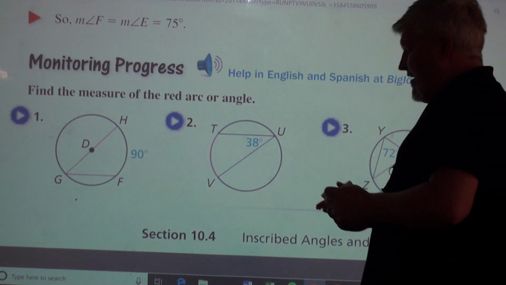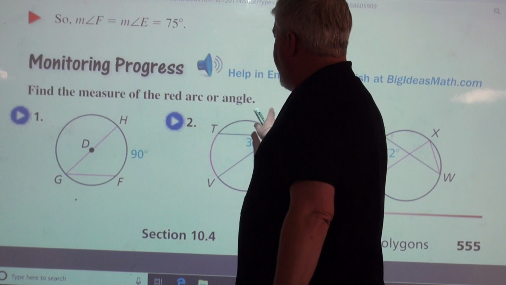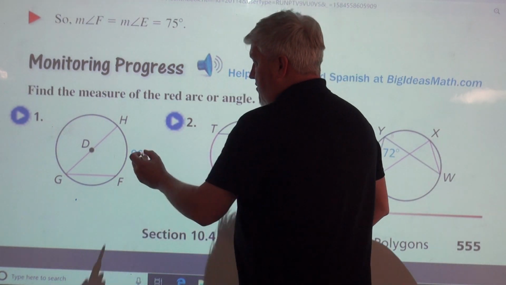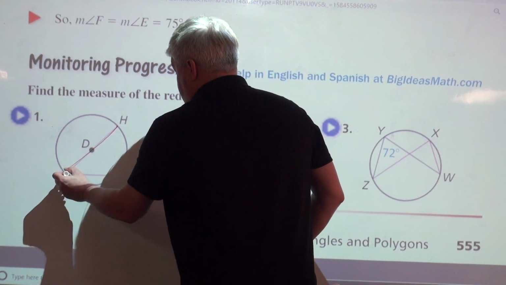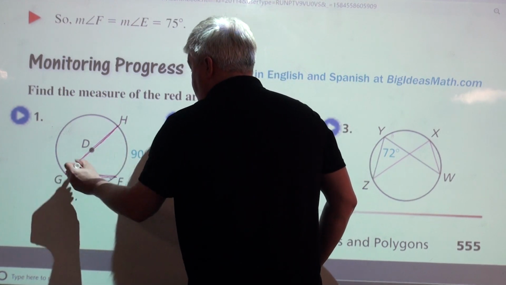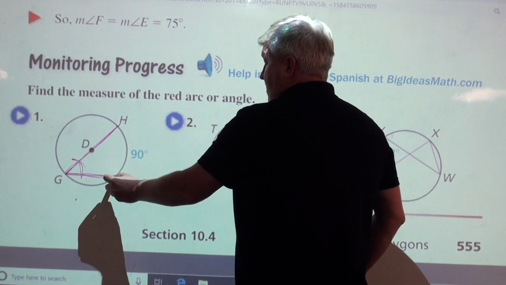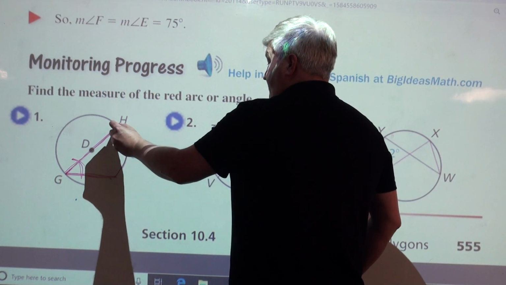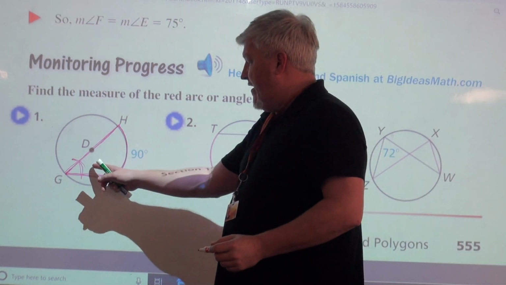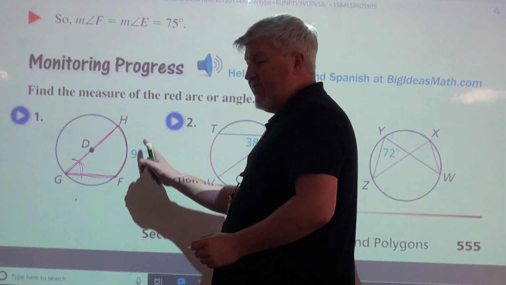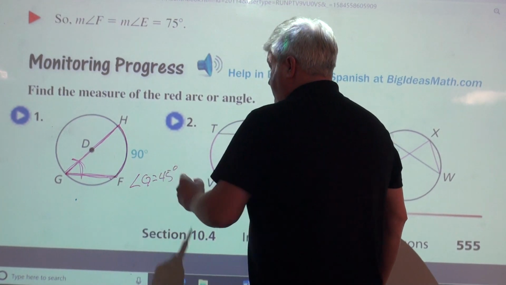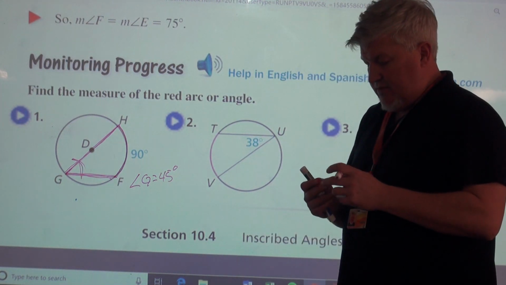Okay, so coming back, problem number 1. Find the measure of the red arc or angle. So this is an angle. It wants us to find the measure of angle G. Well, angle G intercepts arc FH, and we're told that arc FH is 90. So you know by now that this angle is 1/2 of this arc. So angle G equals 45 degrees. Easy peasy, lemon squeezy.